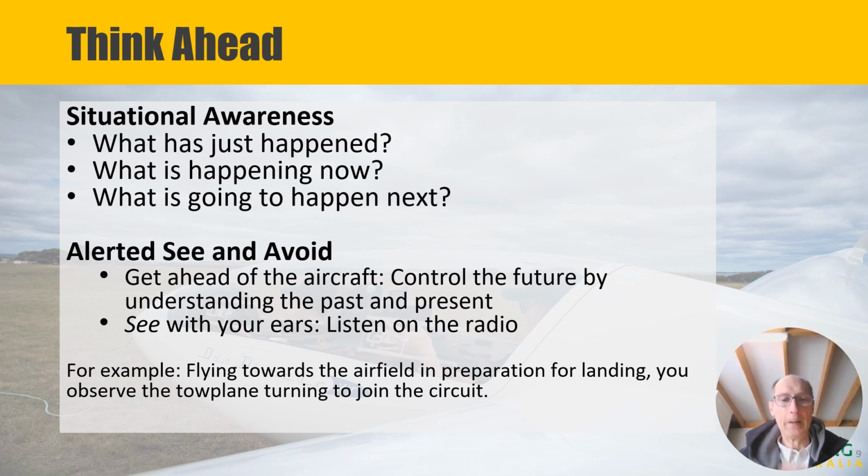You can also see with your ears, which basically means to listen on the radio, but there are other sound things that you can listen to as well for what's going on with the aircraft. You might hear a radio call from a tow plane that says they're joining circuit. And in your mind, you can say, I roughly know where they are, I know what height they'll approximately be, and if I'm flying towards the aircraft, I can help manage and avoid a conflict with that aircraft because they've let me know where they are, and likewise you can too.